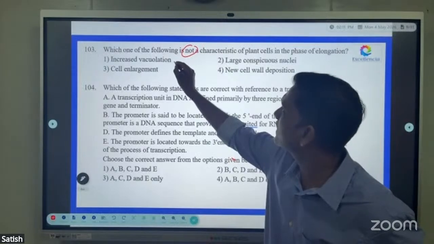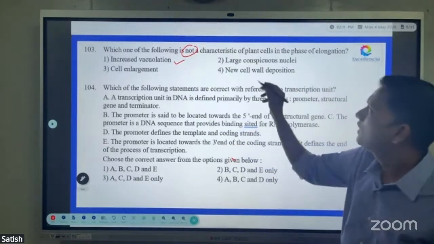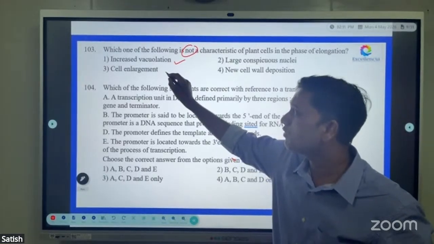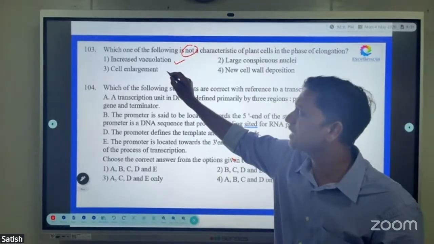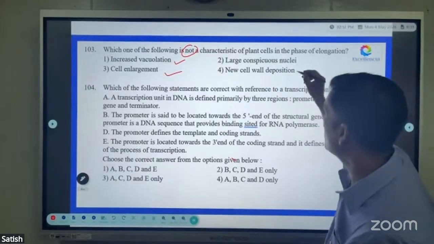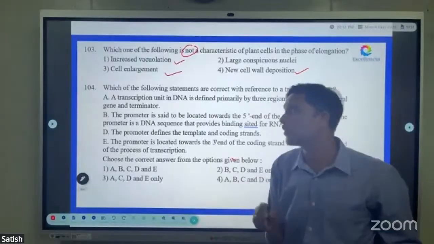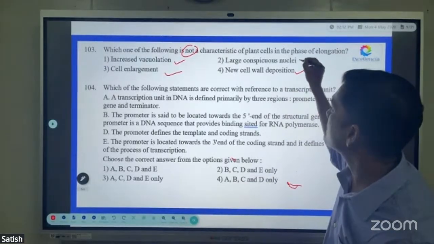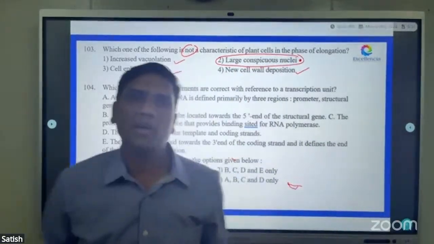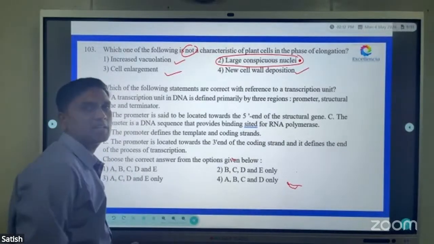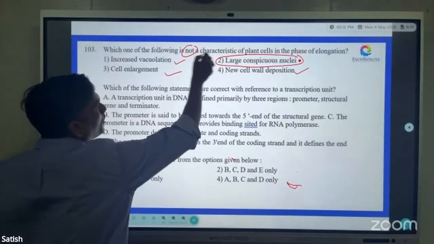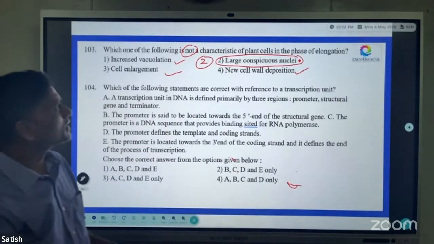Increased vacuolation is a characteristic feature of elongation. Then cell enlargement, yes, due to turgidity. With the intake of water, the cell can elongate and increase in its shape. So yes, it is also one of the characters of elongation. New cell wall deposition, yes, new cell wall materials are also deposited during the growth of the root. Large conspicuous nuclei: we can eliminate this option because large conspicuous nuclei we mainly observe in the meristematic region. So the answer for this question is 103. Option 2 is the right answer for 103.